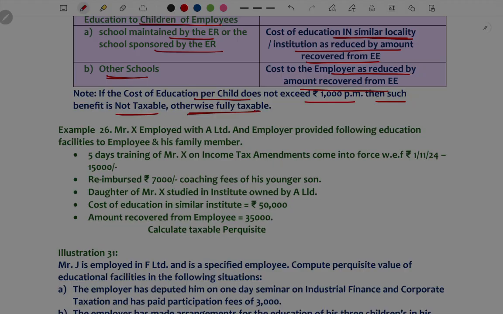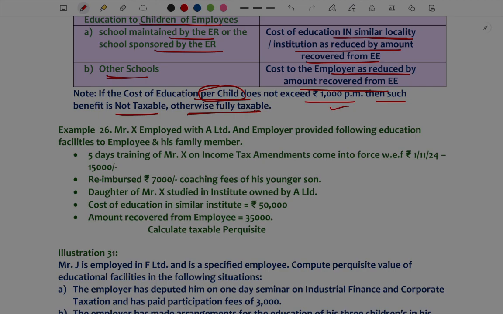If the cost of education per child, there is no limit, it is saying per child does not exceed 1,000 per month, then such benefit is not taxable. Otherwise, it is fully taxable. Usually, the government schools are less than 1,000 per month. So it is saying, indirectly, that if the employee is giving an education in a government school, then it will be not taxable.